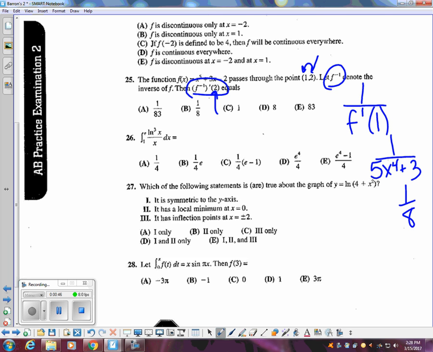Okay, now, Andrew, you asked a really good question. You said, what if they didn't give us this point? Then I would take this 2, which is a what? A y. And I would take that function, x to the 5th minus 2, and set it equal to 2. Now, I'm going to subtract the 2 over and get this.